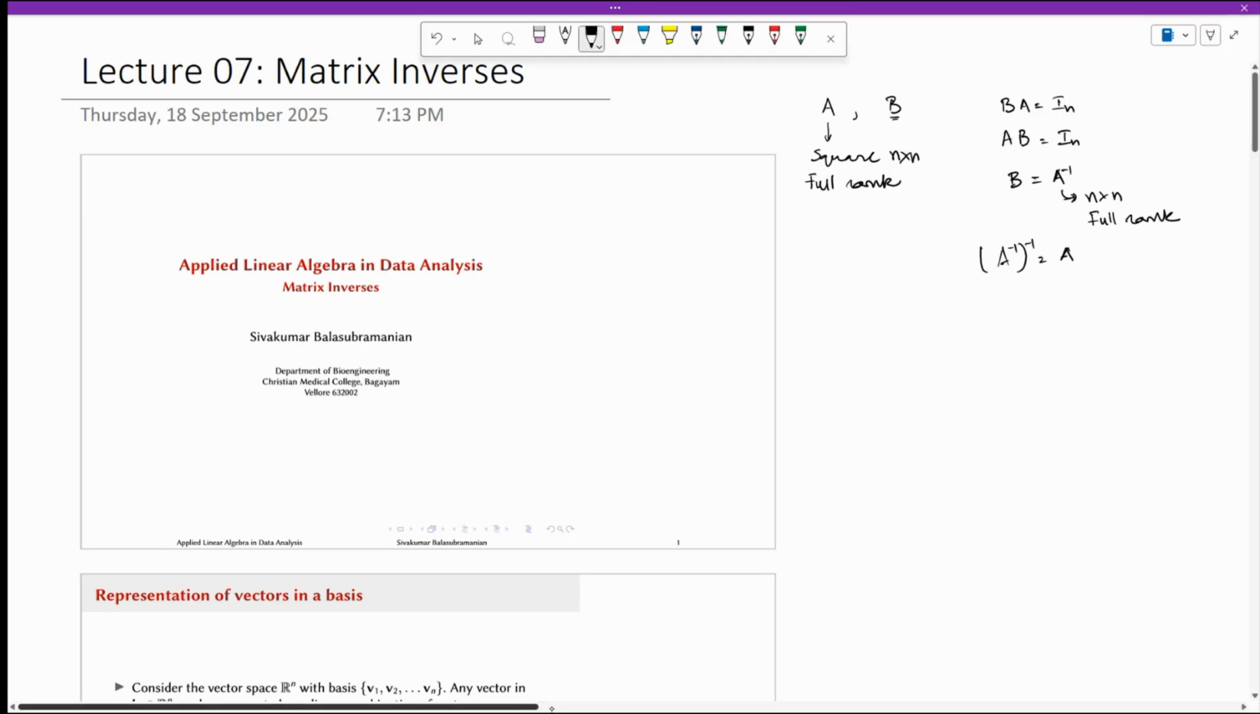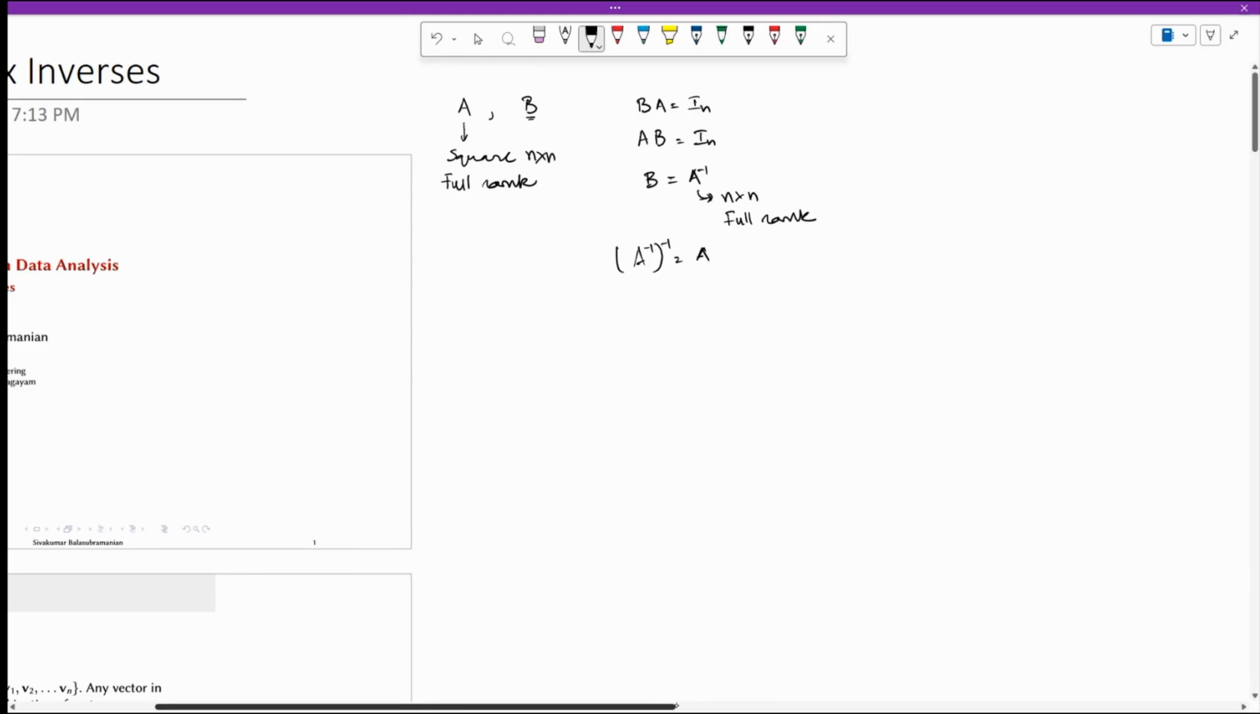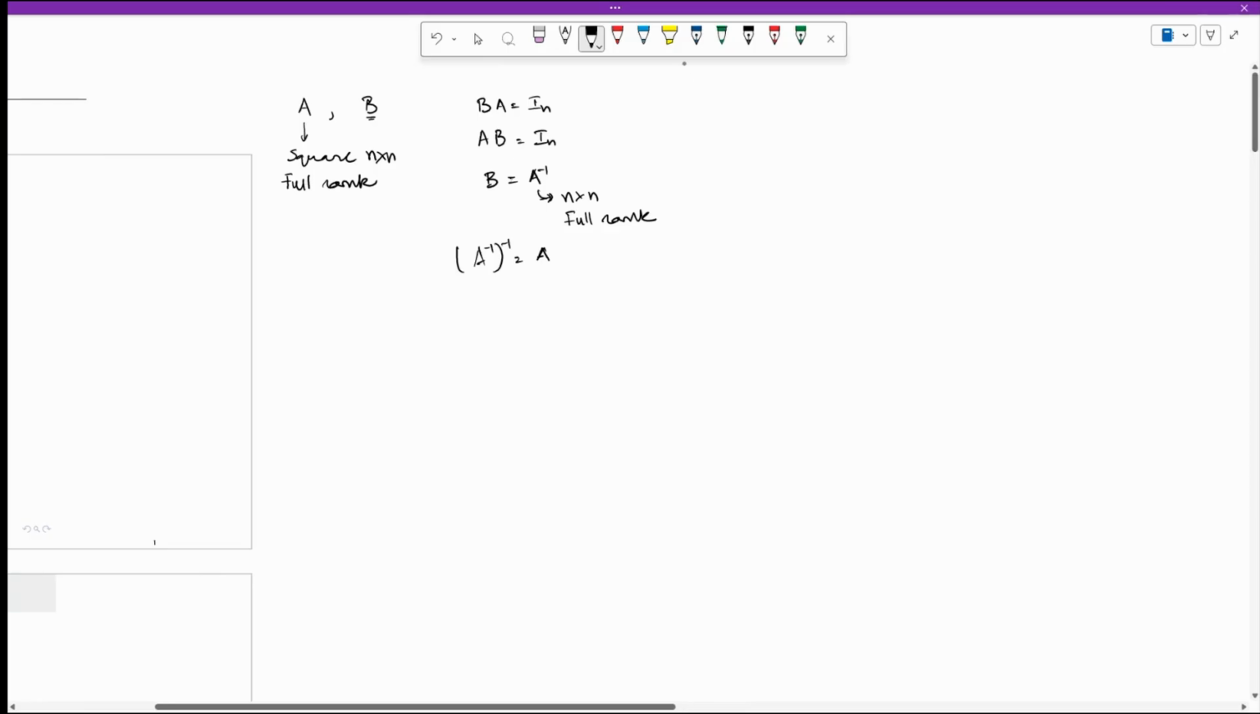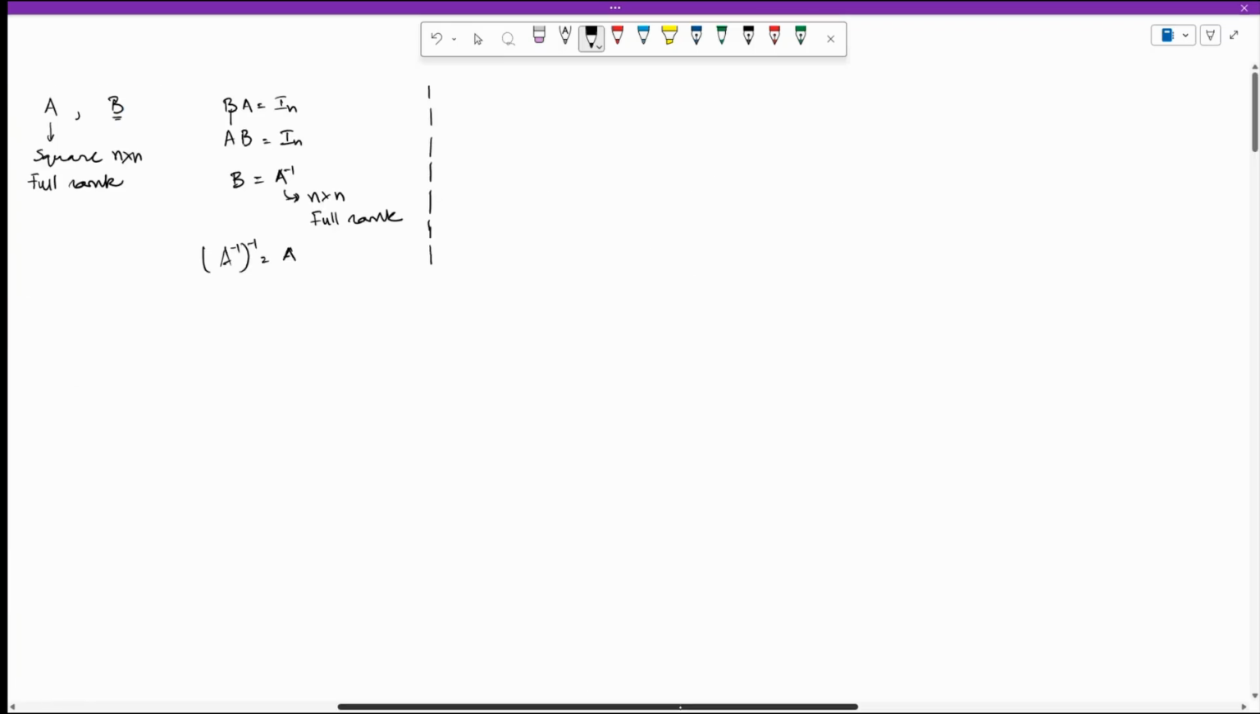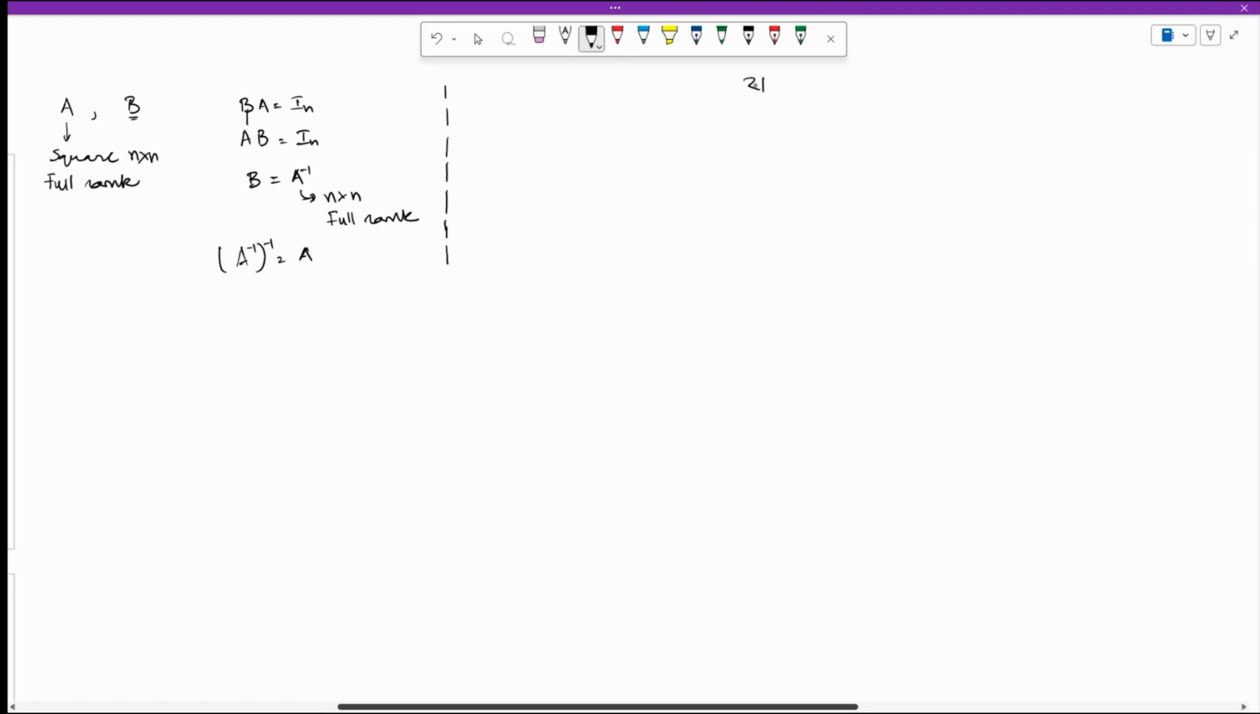But a big thing for us in this course has been connecting geometry and algebra. Right. The next question is, do matrix inverses have an interesting geometry associated with them? Before we look at that, let's go back to an idea that we discussed earlier.